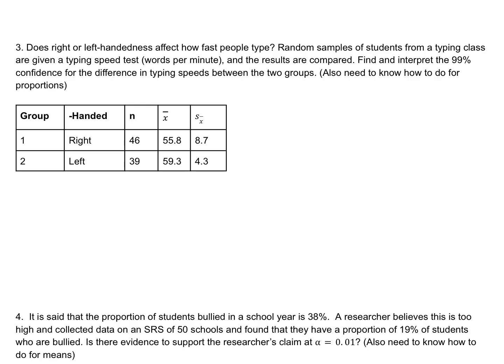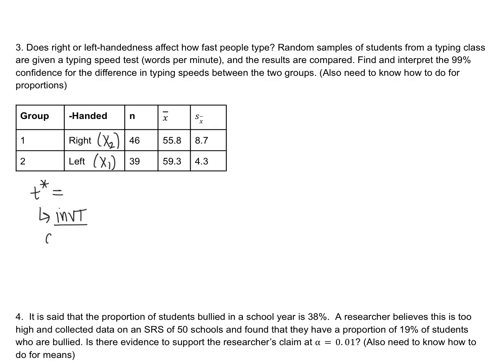Anytime you have to do a difference in means or a difference in proportions, you have to define x1 and x2. I'm going to choose x1 and x2 so that when I do my difference, it's positive. So I'm going to let left-handed be x1 and right-handed be x2. You can define it any way you want. Again, as long as you indicate to me, I will grade based on how you define your variables. So again, this is going to be a t interval because we are given sample standard deviation.